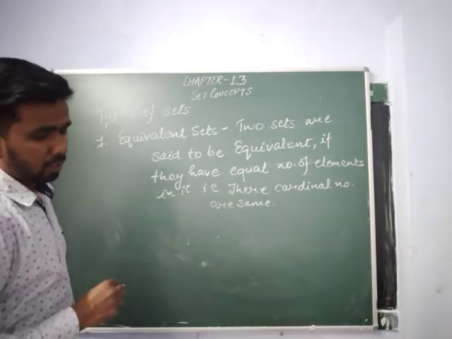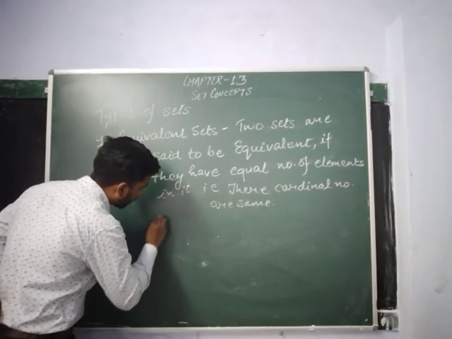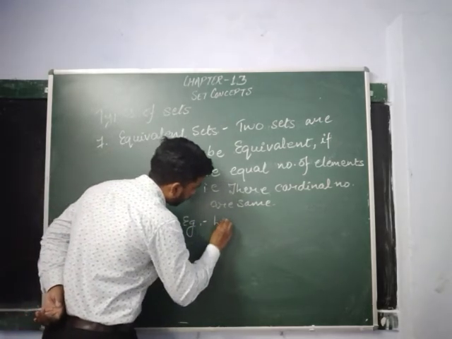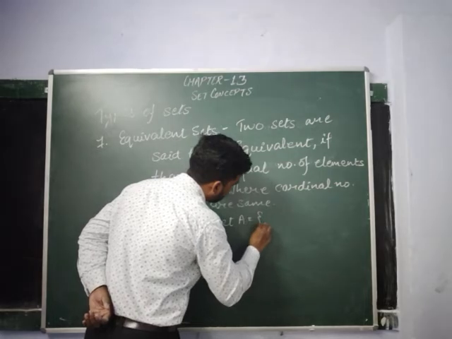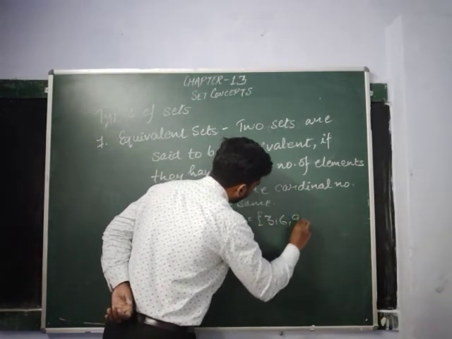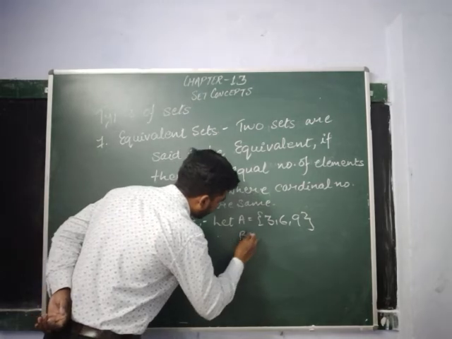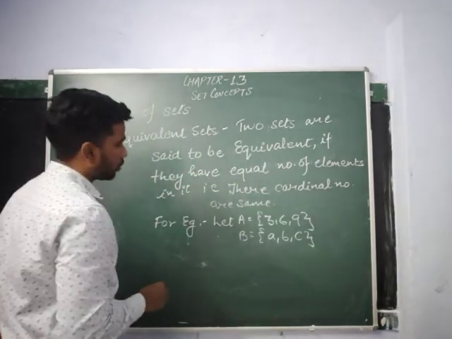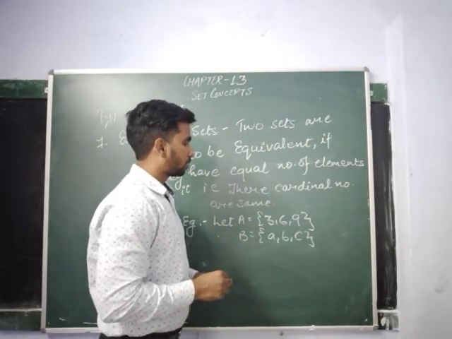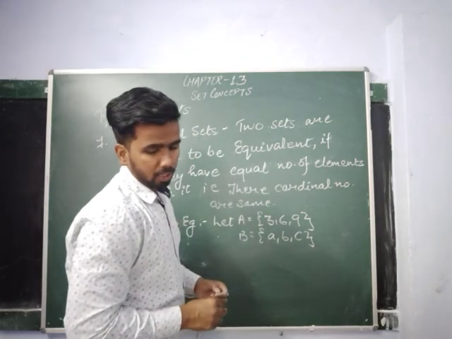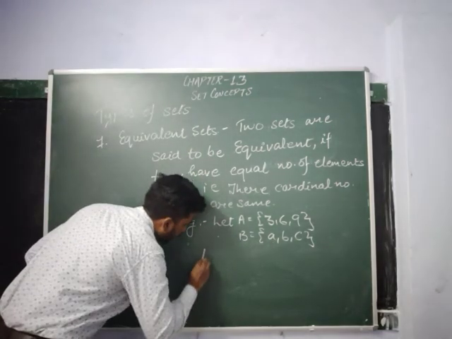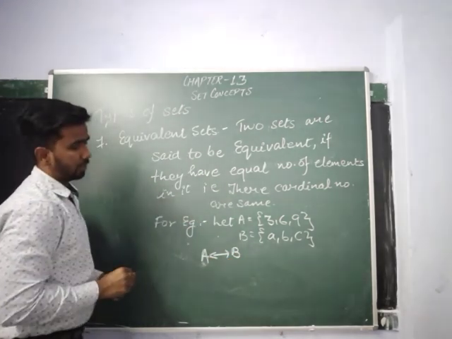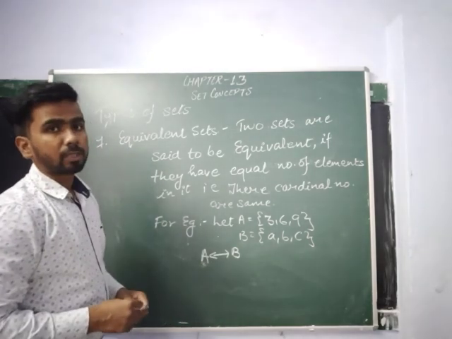Now for example, let A is the set of numbers 3, 6 and 9, and B is a set of the alphabets A, B and C. So now here you can see that in A there are 3 elements and in B also there are 3 elements. So A and B are equivalent sets. Clear?